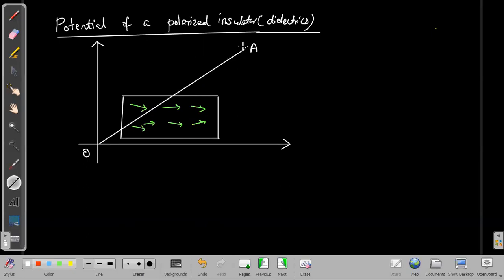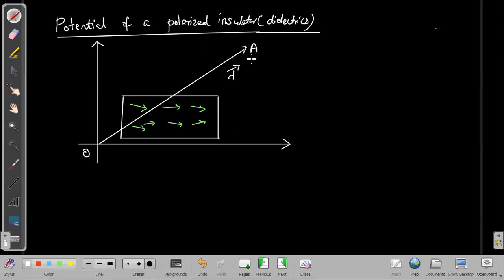we can denote by the symbol vector R. So in this notation, the unprimed symbol will be used for the field point. So here point A is a field point. Okay. Now how to find the potential at this point?